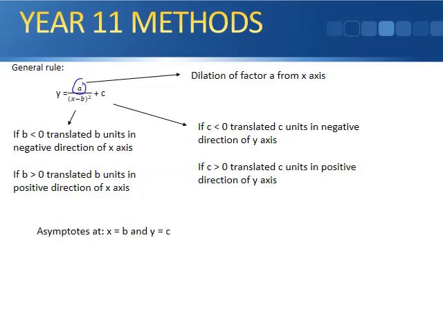This one here, the A, same thing, dilation. X minus B, same thing, translation along the x-axis, depending if it's positive or negative. And the C, translation along the y-axis, again, depending if it's positive or negative. Again, the asymptotes change, just like the rectangular hyperbola, to be B or C.